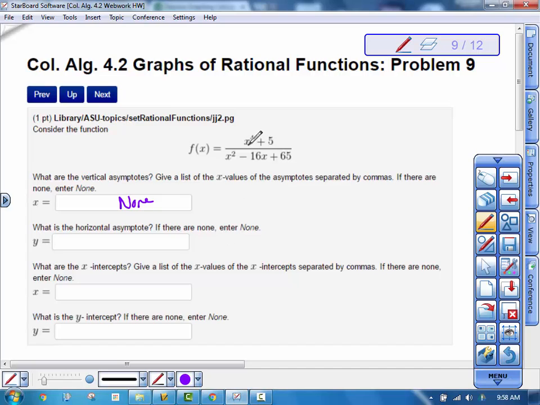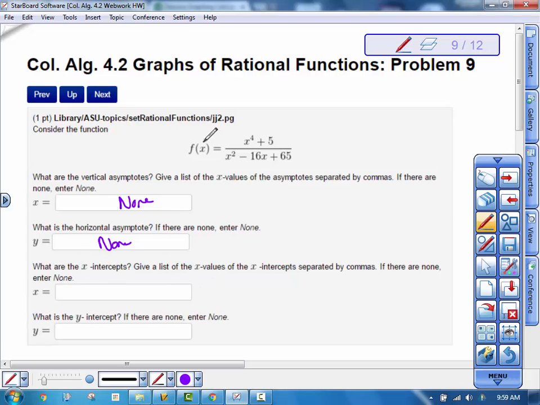Horizontal asymptotes now, since the degree is higher in the top than it is in the bottom, we don't have any horizontal asymptotes. We might have some end behavior asymptotes, which we could find by doing the long division, but we don't have any horizontal asymptotes. What are the x-intercepts?